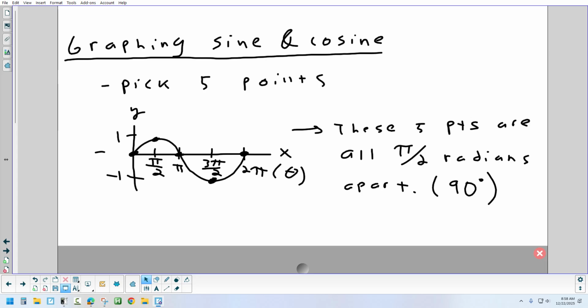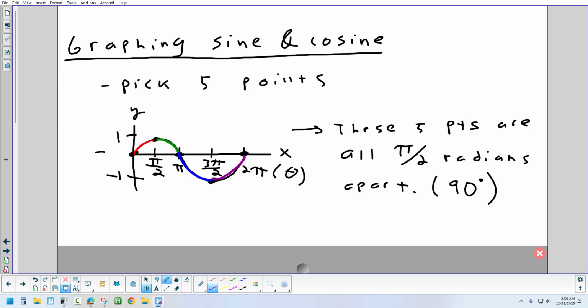And the points that we pick, because you're sketching 5 points and you're doing it from 0 to 2 pi, that gives you 4 sections. That's your first section, second, third, fourth. So if you want to break up one cycle into 4 sections, each section represents 90 degrees.